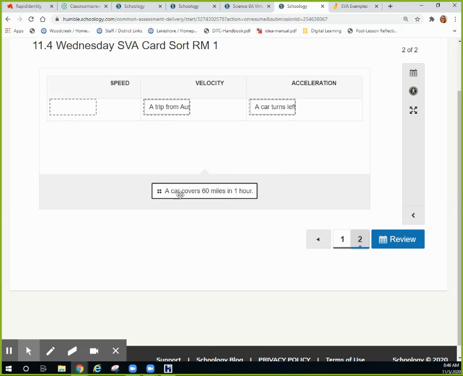Now, our last example, a car covers 60 miles in 1 hour. 60 miles is our distance, 1 hour is our time. So we have a distance over time. We can calculate the speed of this car.